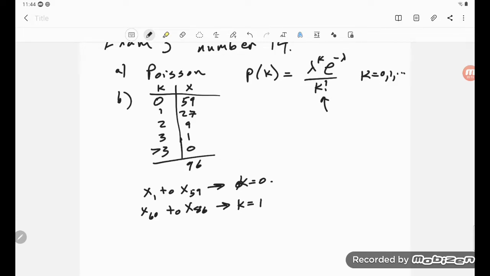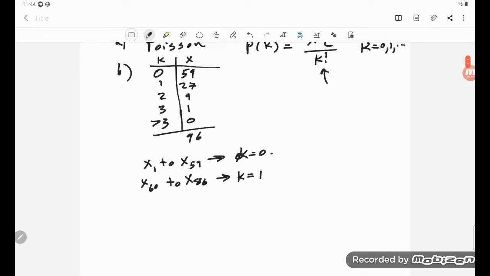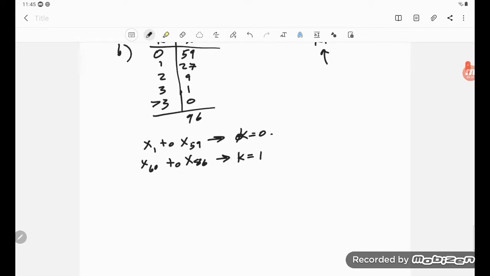And so similarly, we've got these others, and the 9 times, so k equals 2, and so 9 times, so that would be x87 to x95, and then x96 had a k equal 3.